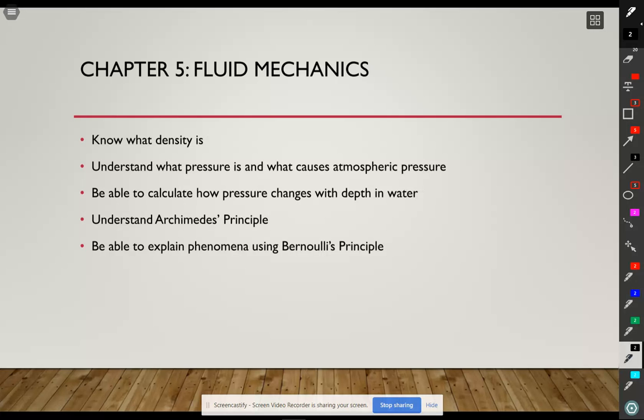That's something we're very familiar with. Air is about 1/800th the density of water. It's far less dense. So make sure you know what density is, the mass per unit volume. Pressure is the force per unit area. So if I place this on my hand, it has a fairly low force.